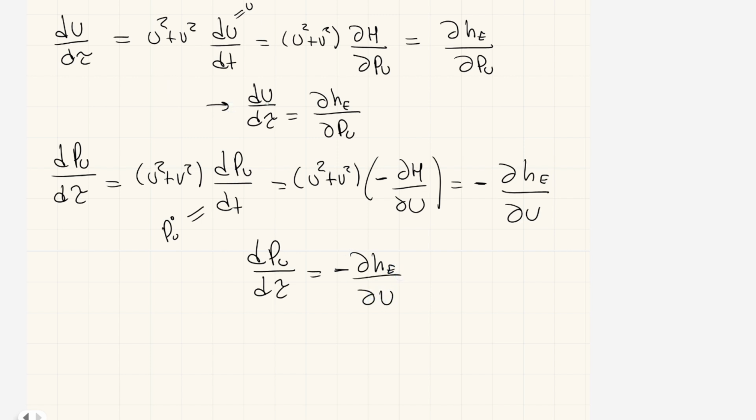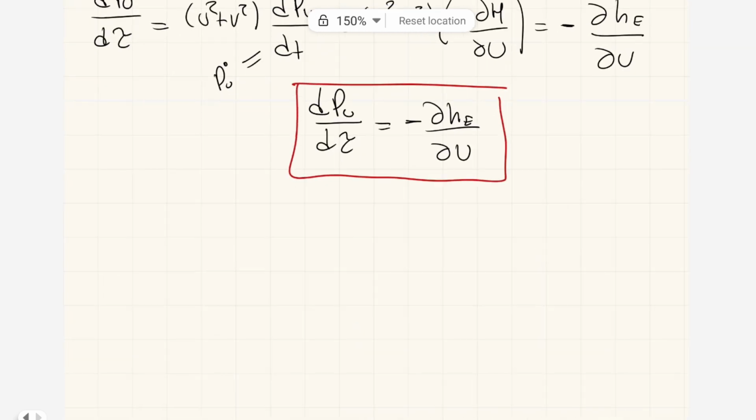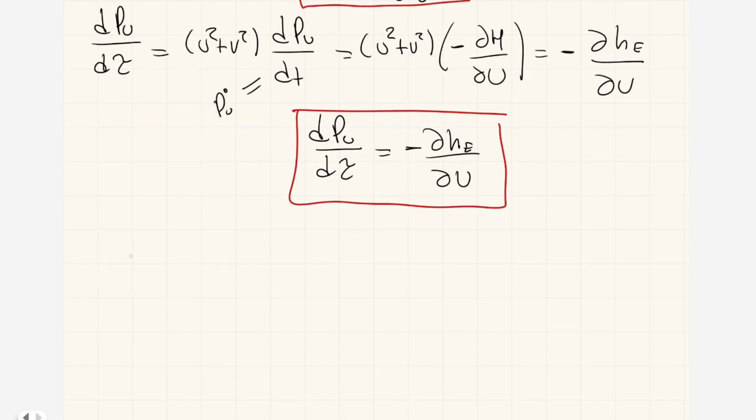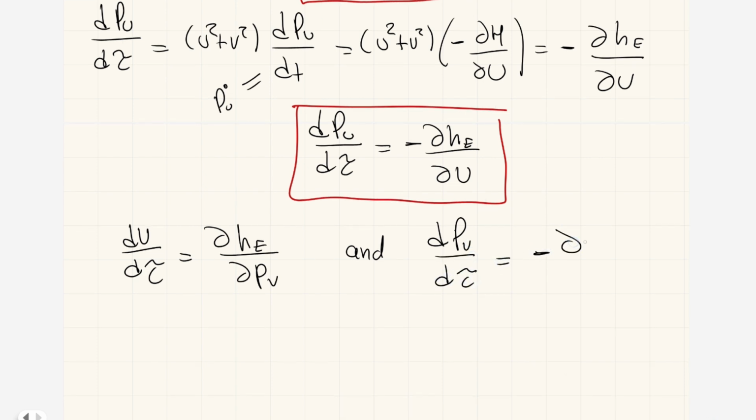Perfect. So now we have two of the Hamilton equations with the new Hamiltonian. If we make the same process with pb and b, we will get that the derivative of b with respect to tau is equal to the partial of he with respect to pb, and that the derivative of pb with respect to tau is equal to minus the partial of he with respect to b.